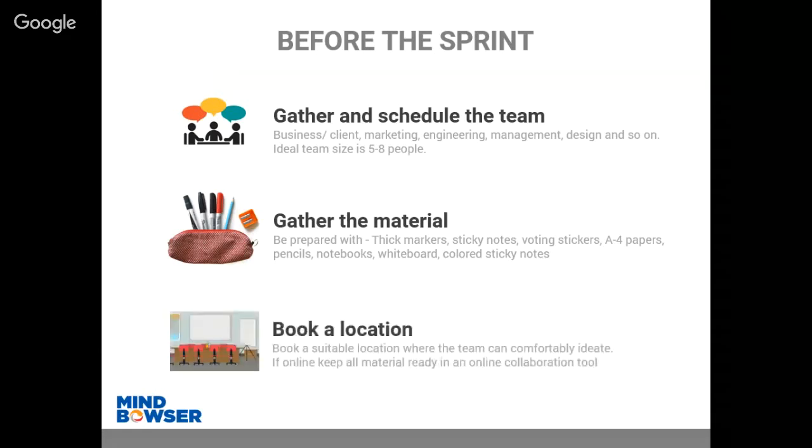And of course, you'll need to book a location. So if you're having a physical design sprint or at location design sprint, you need to book a suitable location where everybody is comfortable, the team can move around, there's enough space, and there are actual whiteboards. And if you're planning to have the sprint as an online session, you need to keep all the material ready in a collaborative tool and send the invites out to everyone.